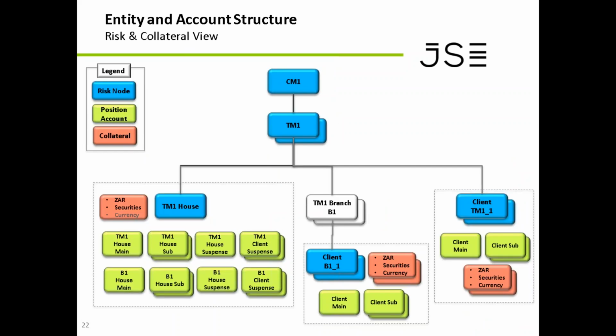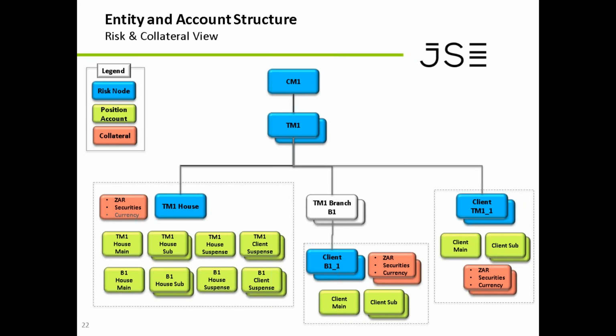On this slide, we're trying to show how the risk is rolled up in terms of the risk nodes. All the blocks in blue are the risk nodes, and the lowest level risk nodes are the TM1 house, the client, the branch client, and then the TM client. So the risk for each client will be rolled up to his risk node as well as for the branch client.